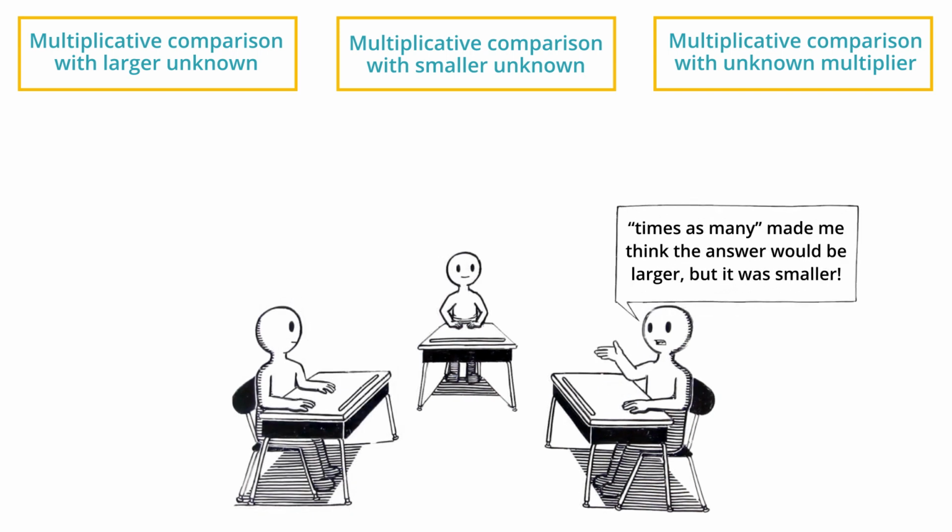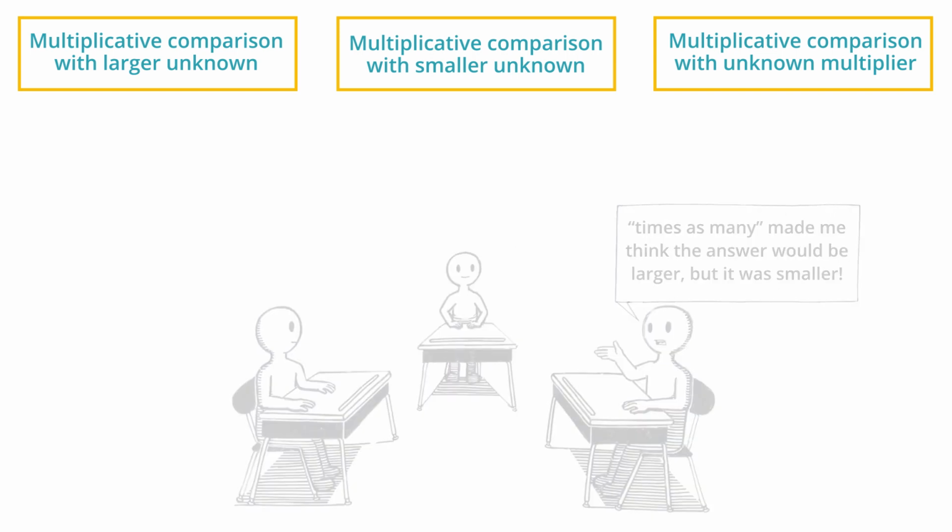For example, students might discuss why multiplicative comparison problems with a smaller unknown are tricky, since the term "times as many" may lead them to believe the answer should be larger, when in fact it isn't. Any term will do, though, since these titles aren't precise mathematical vocabulary, but rather are just descriptions of the situations.